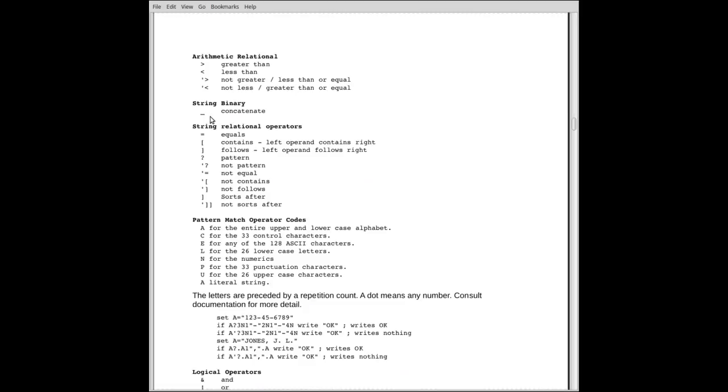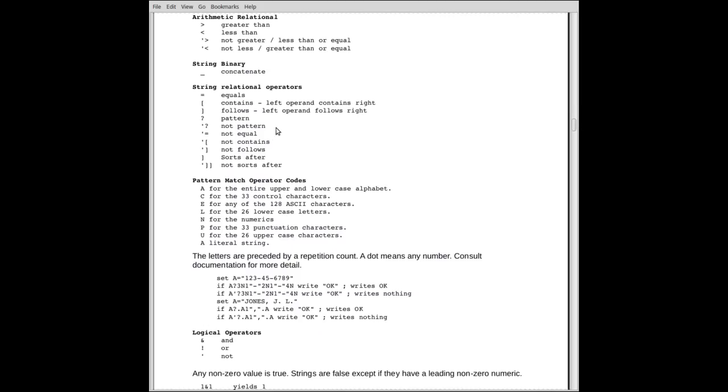You have two variables containing strings, or two string constants, or numbers, because numbers are strings too, and you can concatenate them together with the underscore. The string relational operators are the ones that compare strings. There's equals, and contains: does the left operand contain the contents of the right operand? Follows: does the left follow alphabetically, in the collating sequence, the right operand?